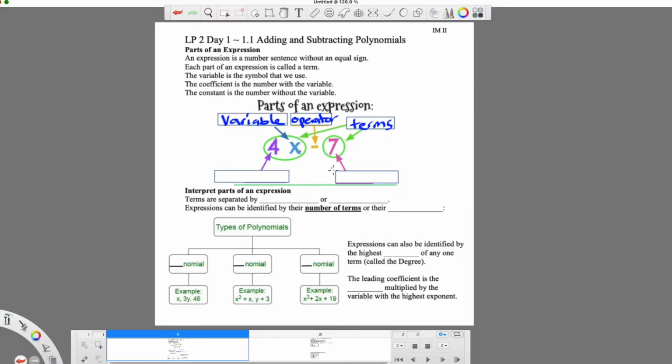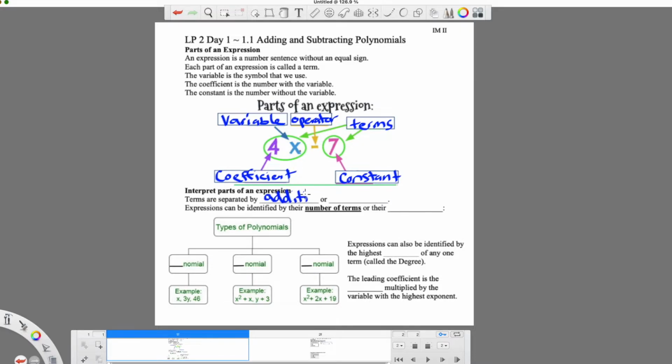And then this arrow here is pointing at the 4. So this is our coefficient, which is just the number in front of a variable. It's what's being multiplied. And then the constant, that is our number without a variable. So I already know it's 7. It's not being multiplied by anything. It's not going to change. It is -7. Now, I can combine it once I know what x is, but it's not being multiplied or divided.